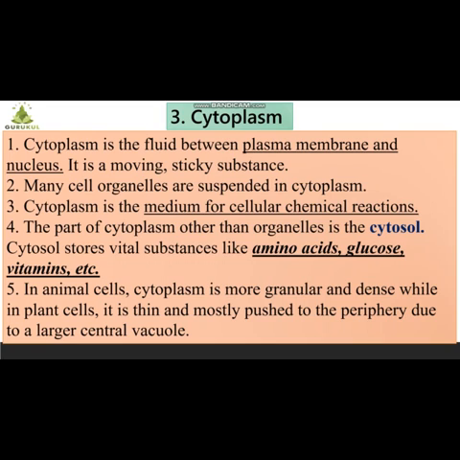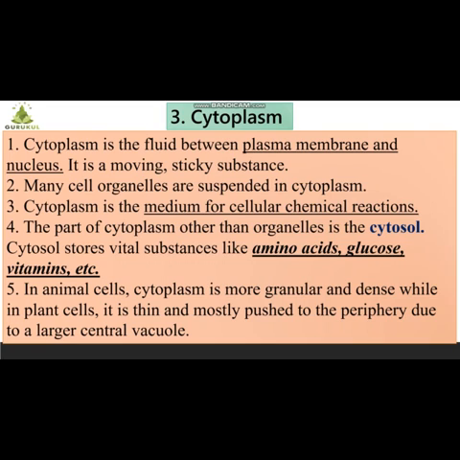In animal cells, cytoplasm is more granular. Many granules are present in animal cells and it is very dense, while in plant cells it is thin and mostly pushed to the periphery. Why? Because we have large central vacuoles in plant cells. Remember, in plant cells we have large vacuoles. Because of these large vacuoles, cytoplasm is pushed to the periphery. Pushed to the periphery means to the boundary. So cytoplasm is more granular and dense in animal cells as compared to plant cells.